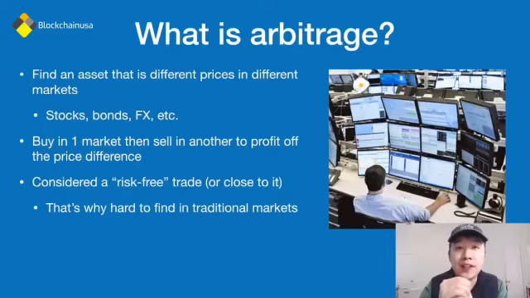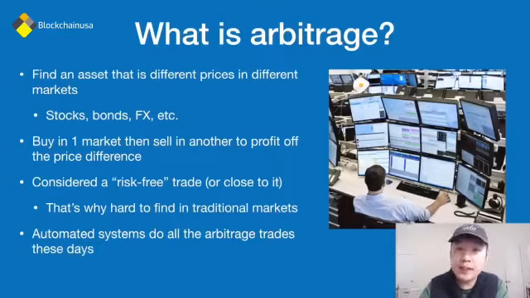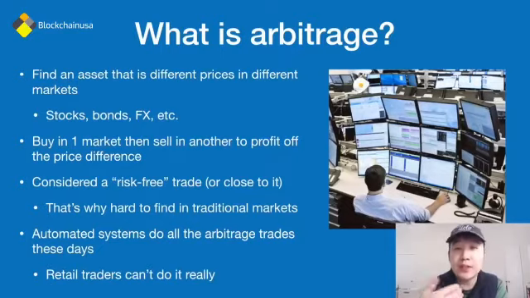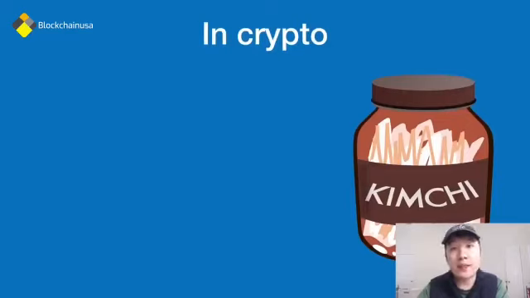That's why it's kind of hard to find in traditional markets, because it's an old technique and many people are already taking advantage of it or have systems in place. Automated systems do most of the arbitrage trades these days to keep prices stable across markets. That's why retail traders like you and I can't really do this anymore. However, what about in the crypto world? Because this is quite a different market from the traditional ones.